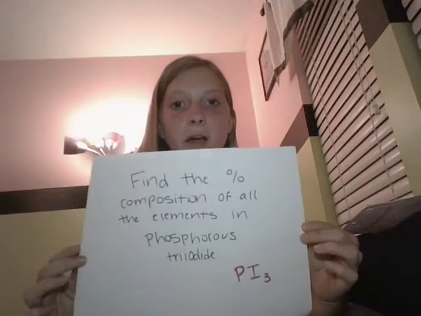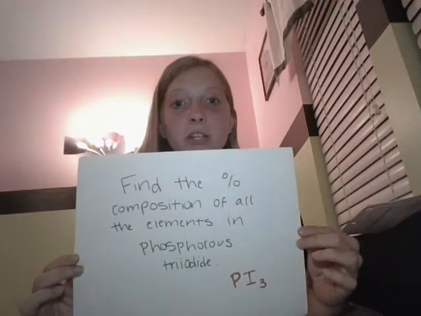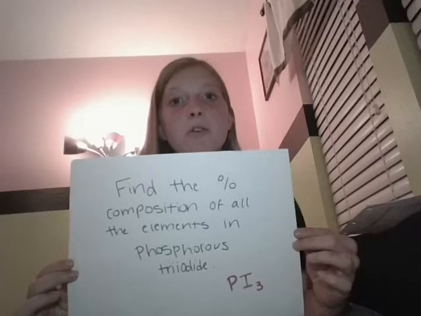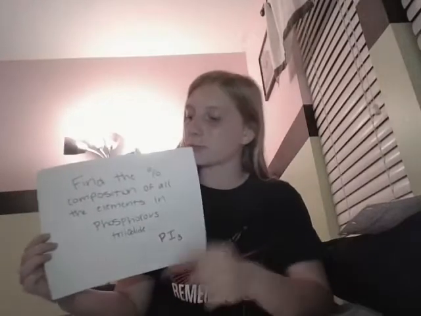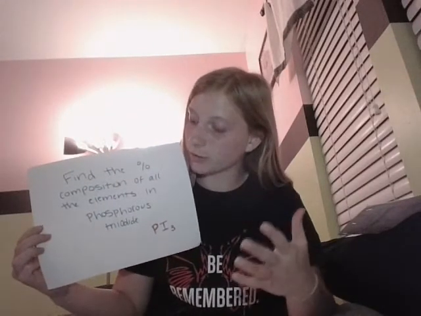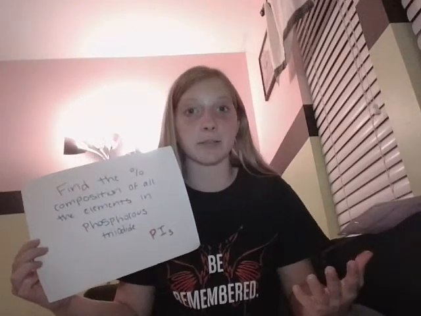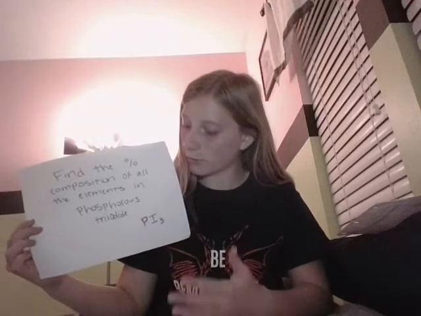So let's look at our problem. Find the percent composition of all the elements in phosphorus triiodine. What is triiodine? So let's break it down. Let's look at the first part, tri. Tri means 3. So it's really just saying that there's 3 iodine elements in this formula. So the formula would be PI3, 1 phosphorus and 3 iodine. So now that we know that, we can go ahead and look at our steps to solve.